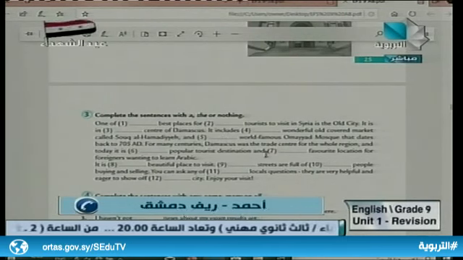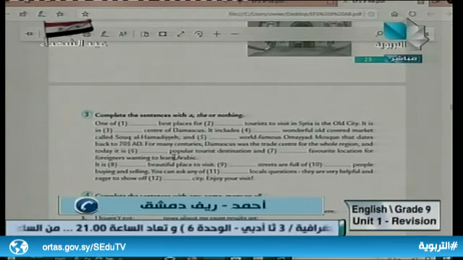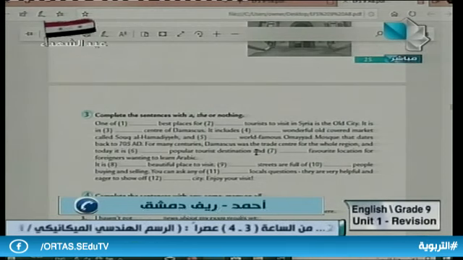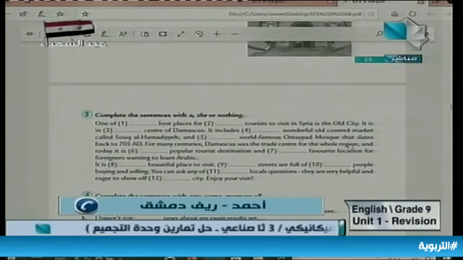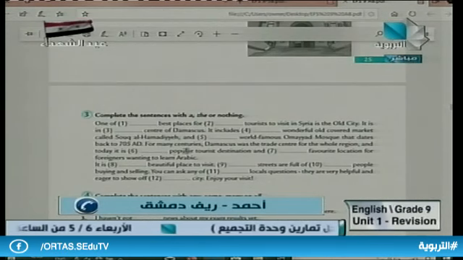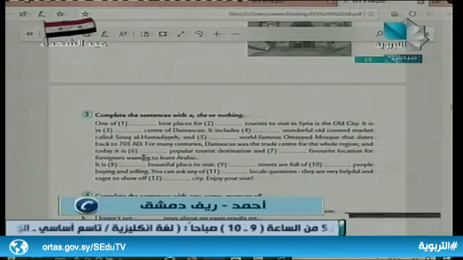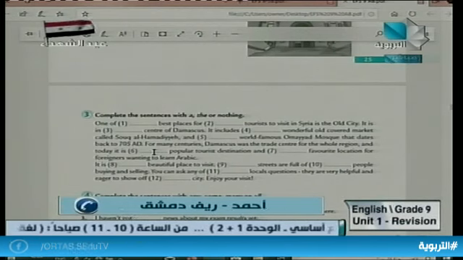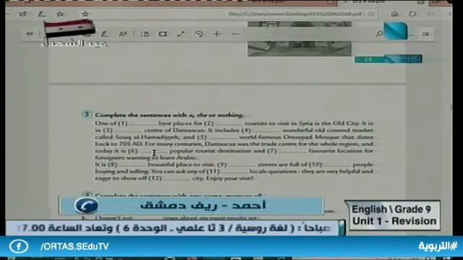Number 7, I'm reading from the beginning of the sentence. For many centuries, Damascus was the trade center for the whole region, and today it is a popular tourist destination. So here it is a popular destination, because it is mentioned for the first time, and it is one of many other destinations. So we have to use a here, not the.